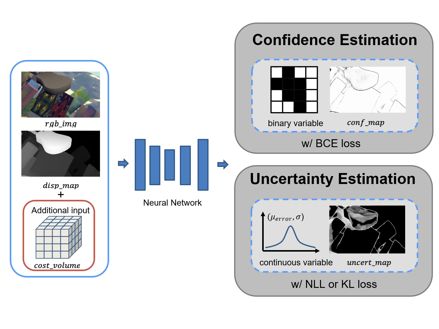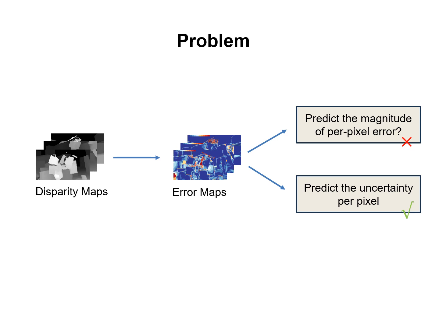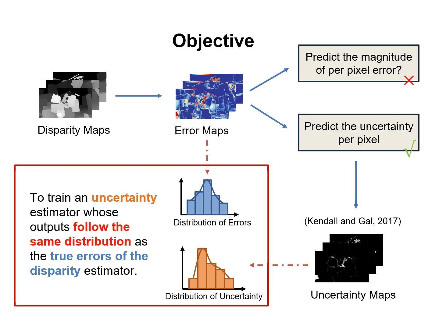Here, we distinguish between confidence and uncertainty estimation. Confidence refers to a probability or likelihood of correctness and is usually trained with binary cross entropy loss when using a reject threshold to build a binary mask. While uncertainty is related to the magnitude of the expected error of an estimate and is often trained in regression mode. Both formulations cannot predict the magnitude of the errors. But we can predict the uncertainty per pixel following the work of Kendall and Gal.